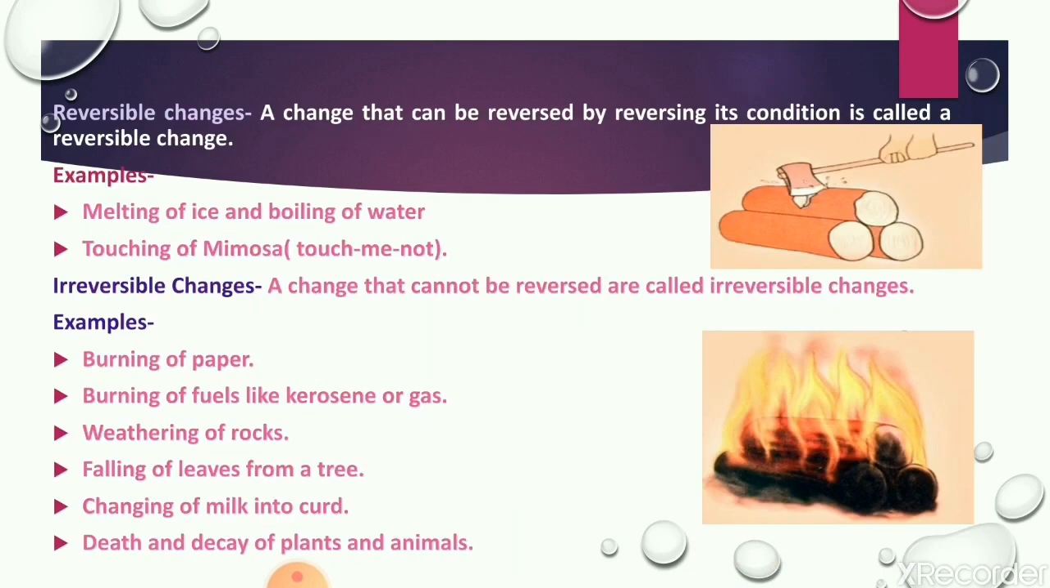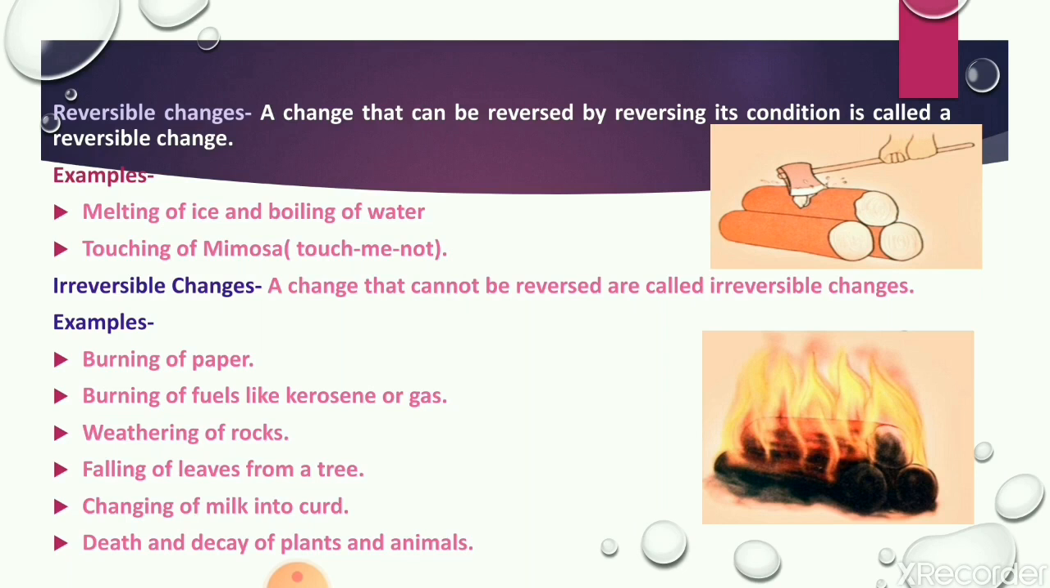Now, these two changes, reversible changes and irreversible changes, you have studied in sixth class. Reversible changes are changes that can be reversed, meaning we can get the initial or original substance by reversing the action. Such changes are called reversible changes, such as melting of ice, boiling of water, or touching of mimosa. We have studied about the touch-me-not plant. So these are reversible changes.